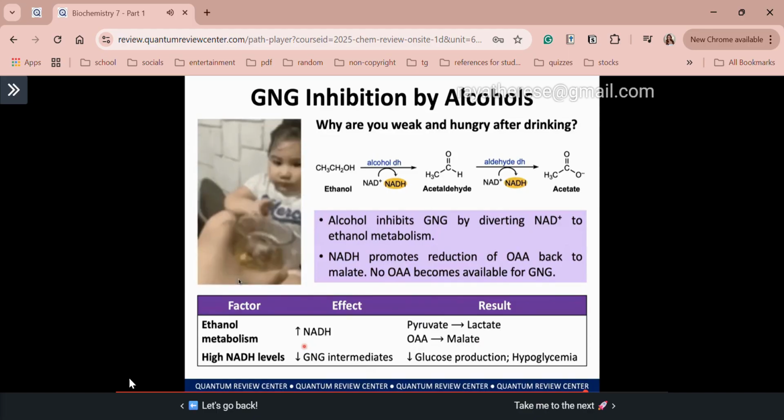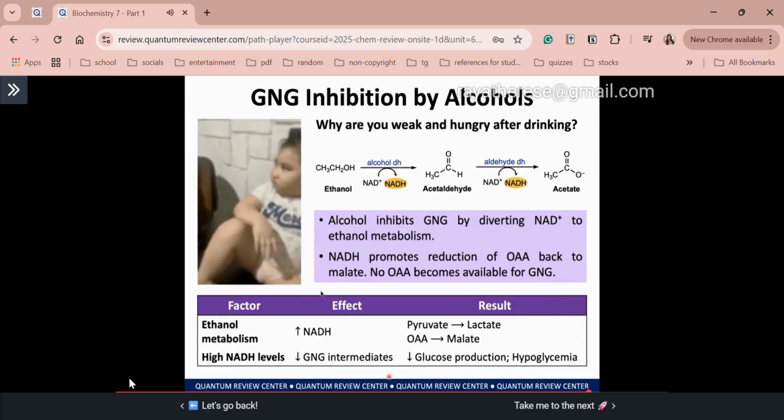Okay? So when we have enough NADH inside our cell, the result is that pyruvate is converted to lactate because again, we have a large influx of NADH, and on the other hand, oxaloacetate will be converted back to malate. Okay? So of course, with high NADH levels, the GNG intermediates are depleted. Remember, oxaloacetate is an intermediate of gluconeogenesis. And when we convert it back to malate, the concentration of GNG intermediates decreases. That's why gluconeogenesis is inhibited.